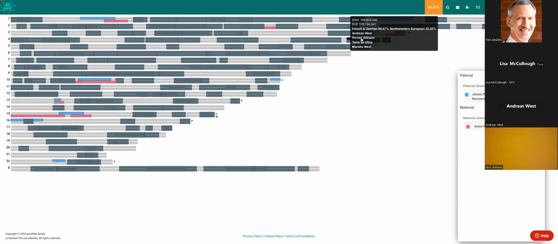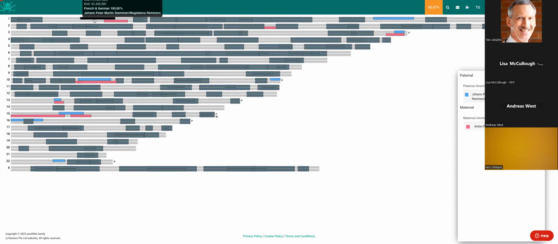And it's predicting that this person is of French or German descent, or maybe Northwestern European, which is a much higher category. So here we have some people, and if we go over it, it actually tells the MRCA couple, right? As we can see, it is in several of them.